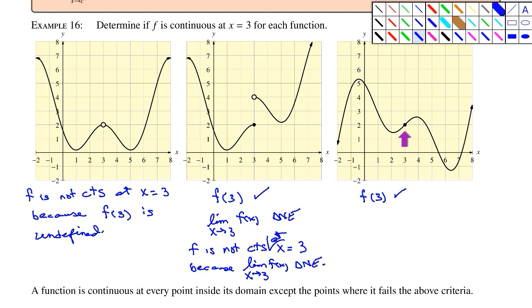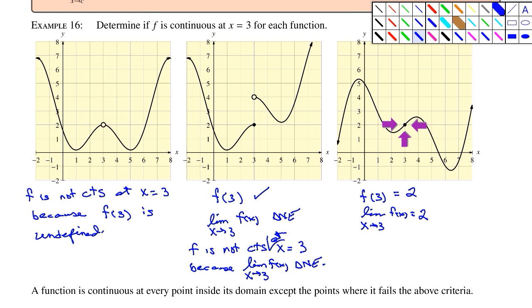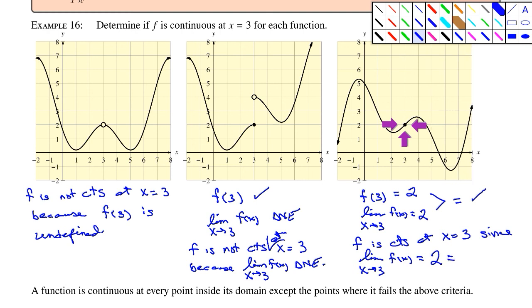Secondly, how about the limit? Well, if I come in from the left, I get 2. If I come in from the right, I get 2. And so the limit as x goes to 3 of f of x is equal to 2. Let's go ahead and mention that the function value was 2 as well. And now that these two are the same, that means f is continuous. And so f is continuous at x equals 3 since the limit as x goes to 3 of f of x is equal to 2, which is also equal to f of 3.